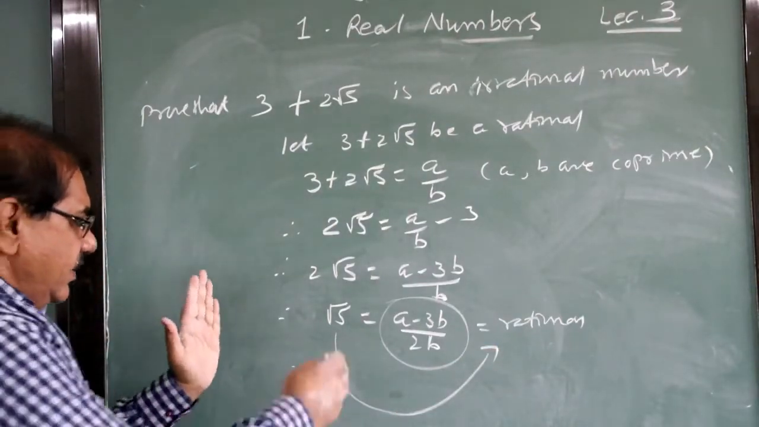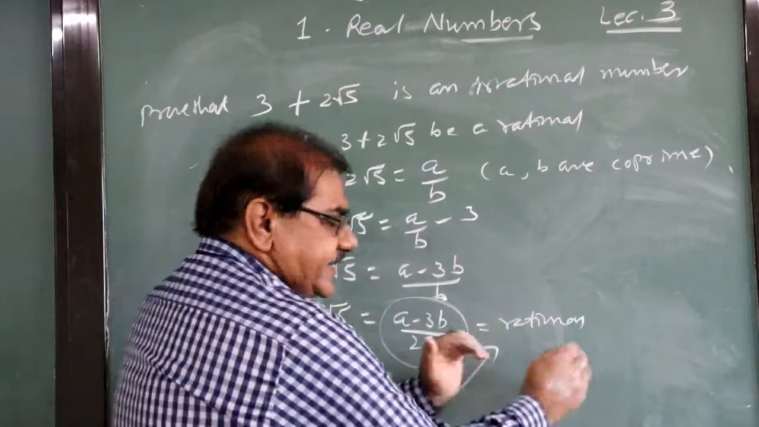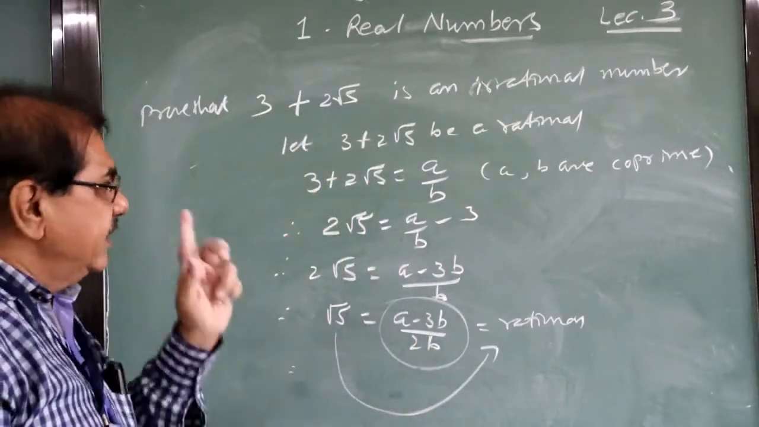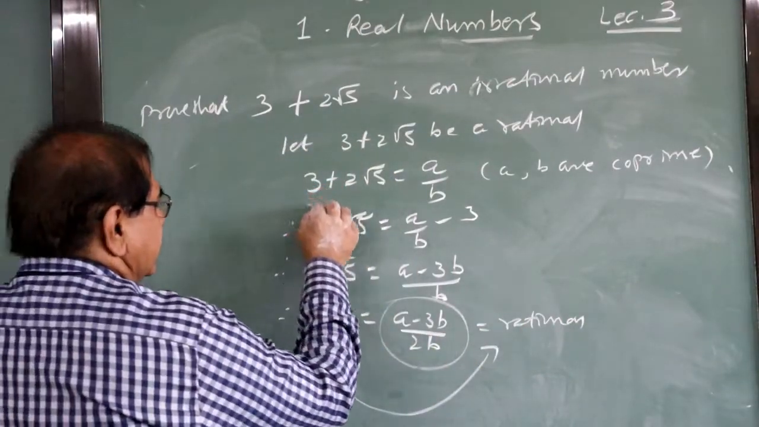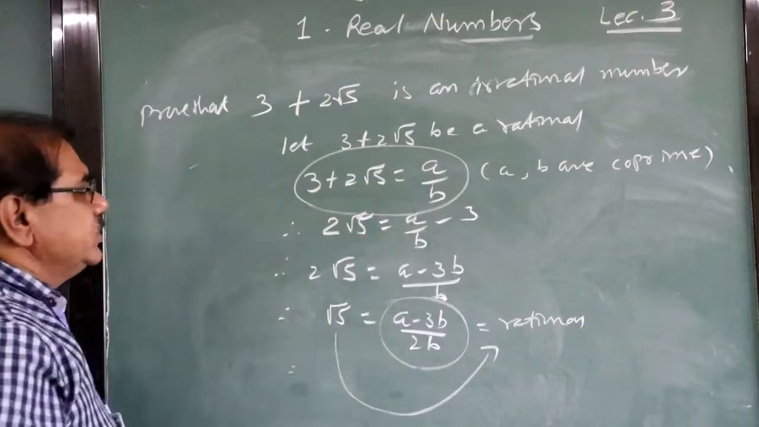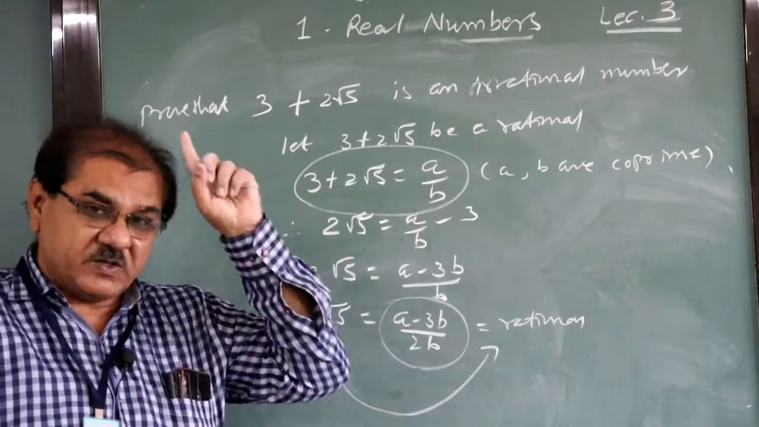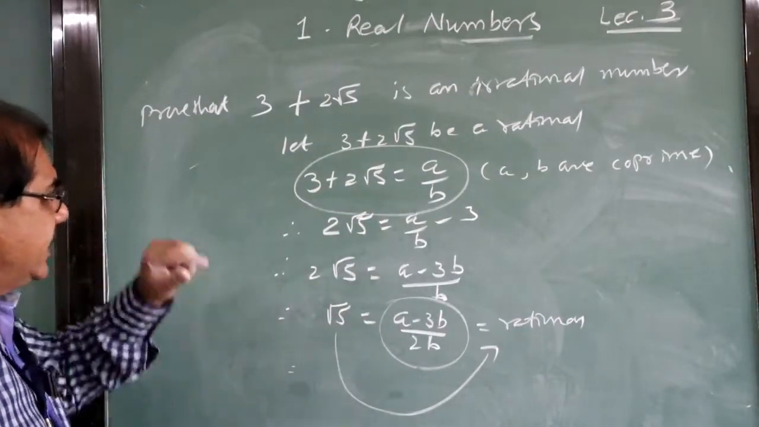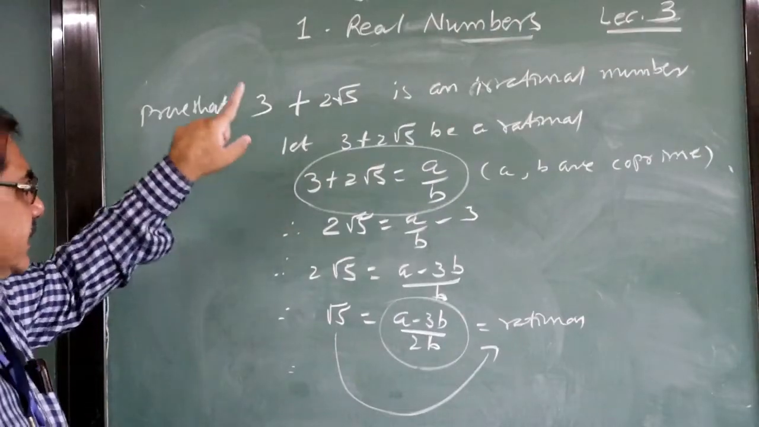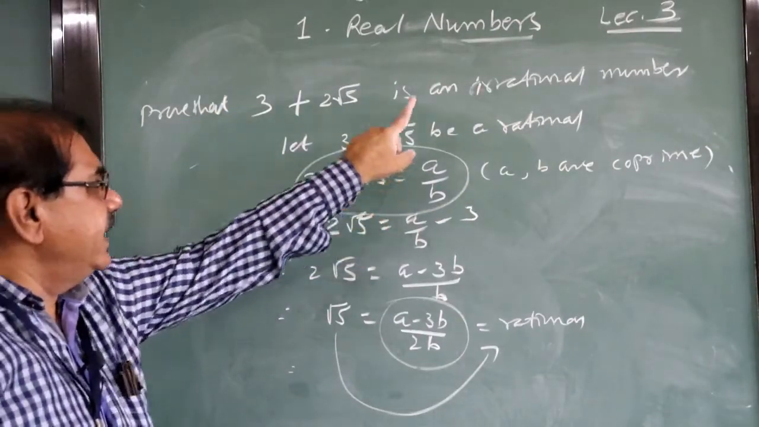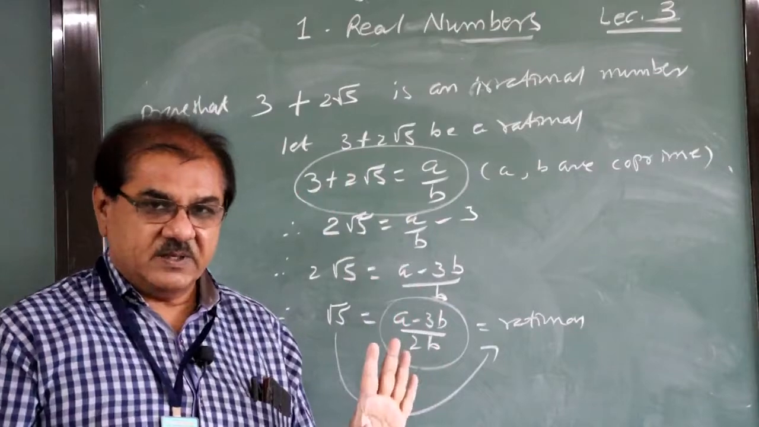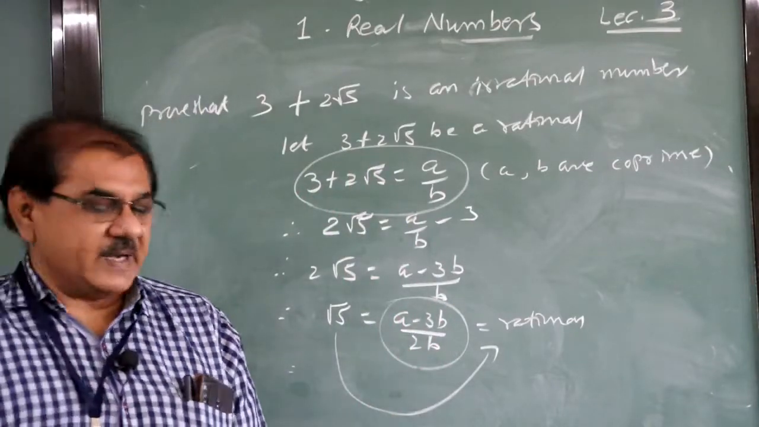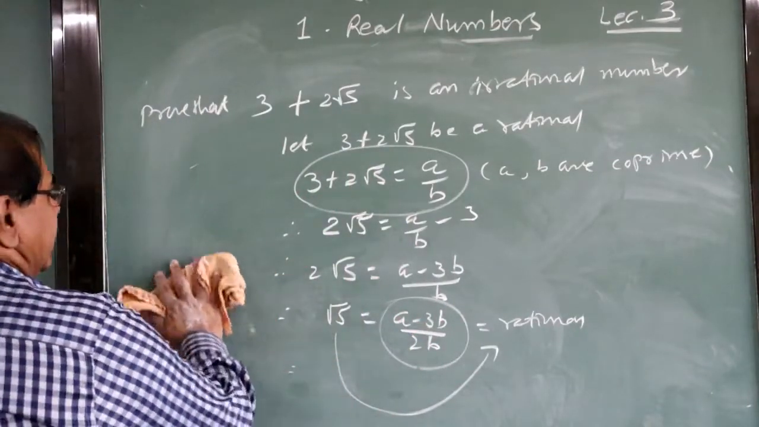So it is possible one side is irrational and second side is rational. So it is a fault. Why it is a fault? Because we assumed that 3 plus 2 root 5 is a rational number, which was wrong. It was our mistake. So now we corrected that 3 plus 2 root 5 is an irrational number. Okay. So by this contradictory method we can prove such statements.